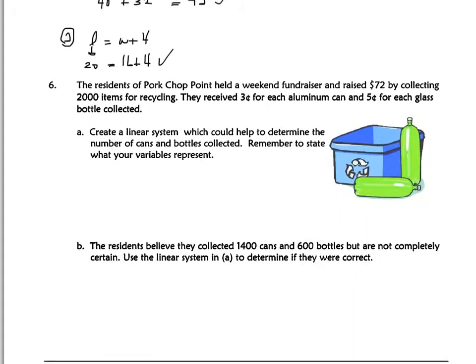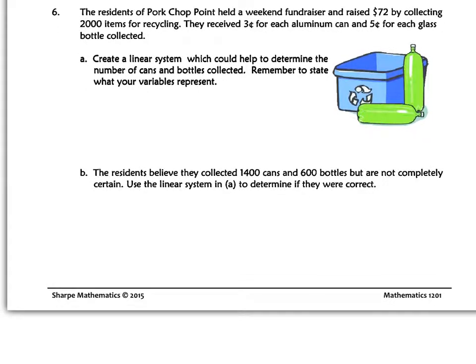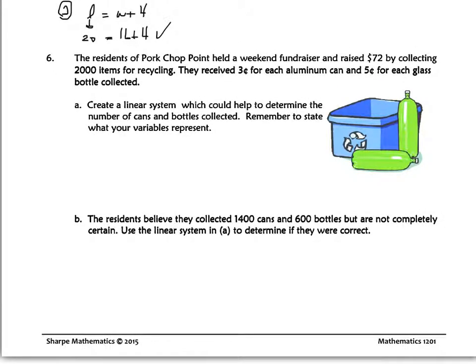Question number 6 says the residents of Porkchop held a weekend fundraiser and raised $72 by collecting 2,000 items for recycling. They received 3 cents for each aluminum can and 5 cents for each glass bottle collected. Create a linear system which could help to determine the number of cans and bottles collected. Remember to state what your variables represent. So again, we have 2 things we don't know. We know how much they got for each aluminum can. We know how much they got for each glass bottle, but we don't know how many of each of those things they got. So that would be what our variables would represent.